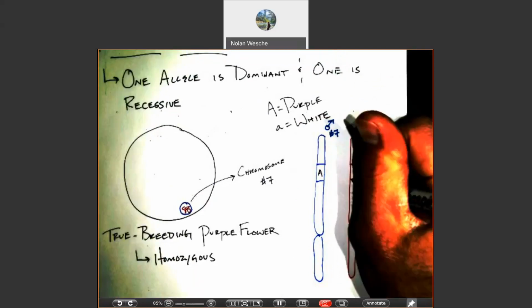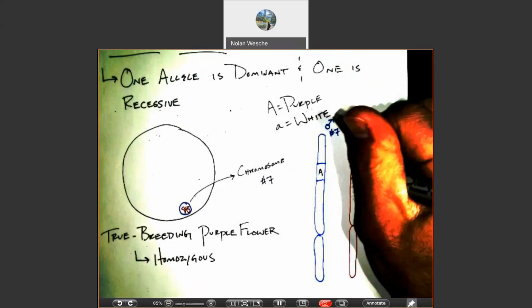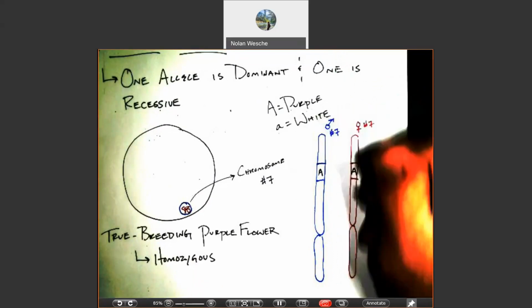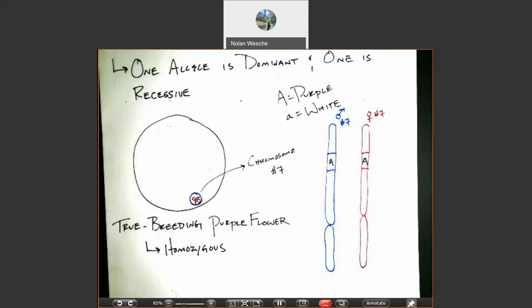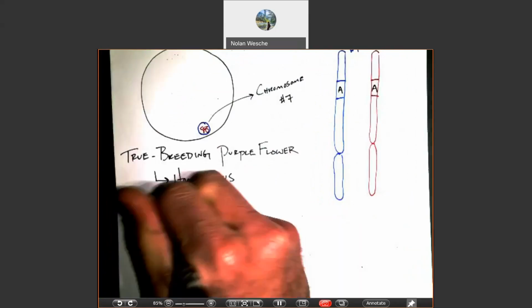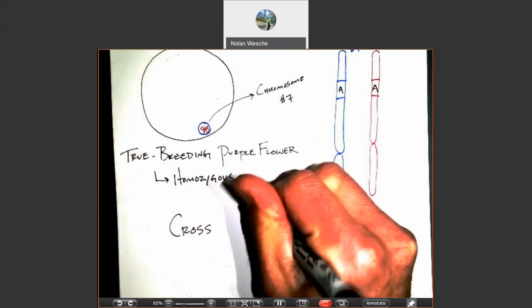allele big A. And what Mendel would have had to have done is grown purple plants for a very long time, multiple generations, and seen that only purple flowers came about from those particular breeding events. So we call that a true breeding flower. So Mendel's got these purple plants that come from only other purple flowers. And he is going to cross, or breed them.